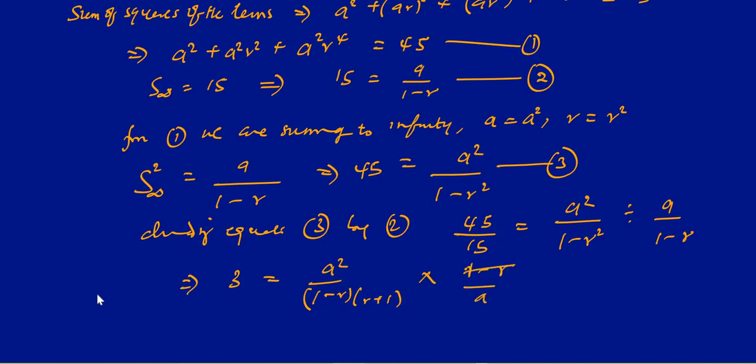This will cancel one of these, and A will cancel one of these, all over 1 plus R. So when you have this, you're going to have that 3 is equal to A over 1 plus R. That's equation 4.